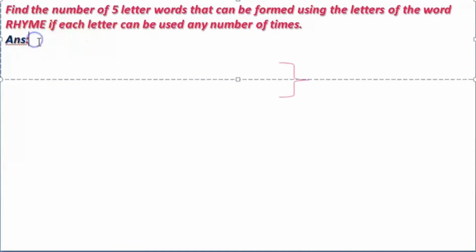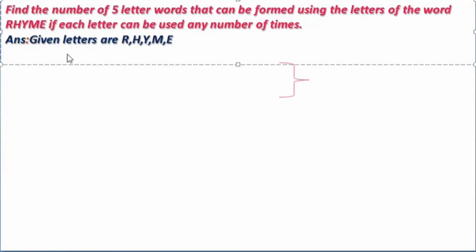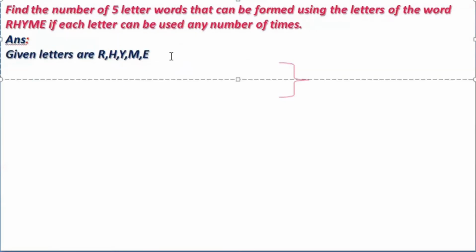So what are the letters that are given? The given letters are R, H, Y, M, E. Okay. So you can look into the number of letters that are given. The number of letters that are given is 5, isn't it? The number of letters that are given is equal to 5.